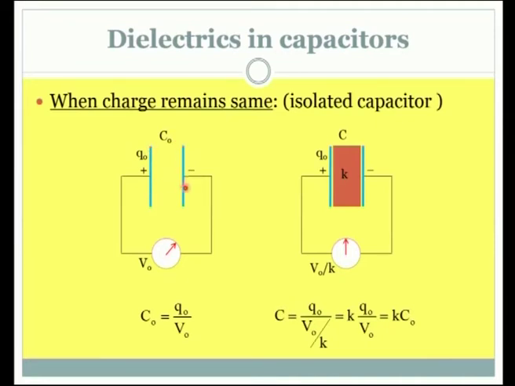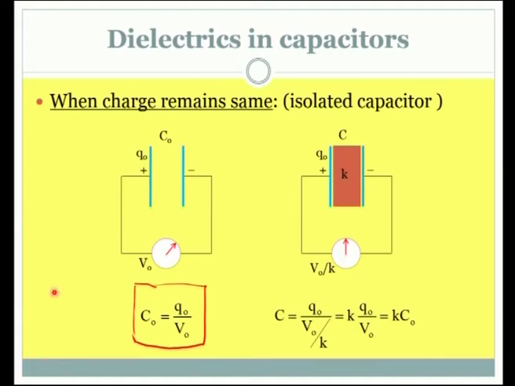To such a capacitor, we connect a voltmeter. It is just shown for understanding. It shows a value V naught. C naught is the capacitance, Q naught is the charge present on it, and V naught is the potential measured across the two plates. So, this is the expression we have for the capacitance: C is equal to Q divided by V. We write it for this case: C naught is equal to Q naught divided by V naught. This is written from the very definition.